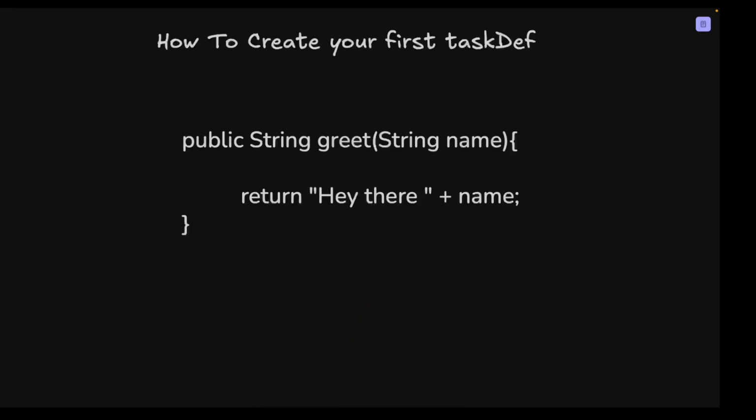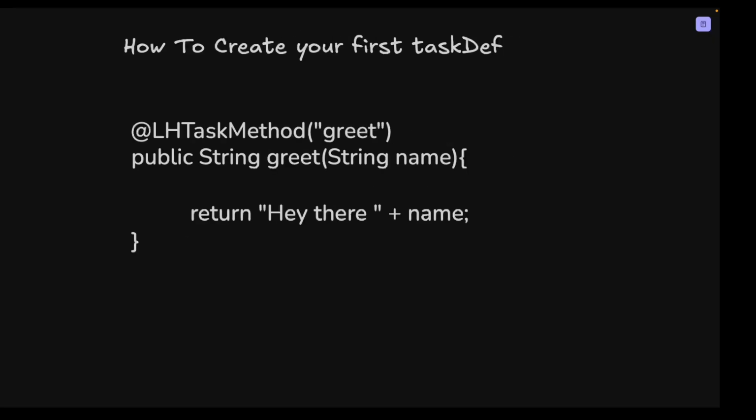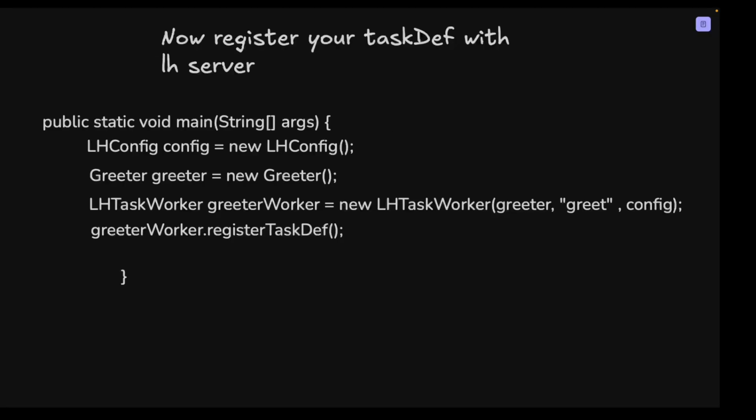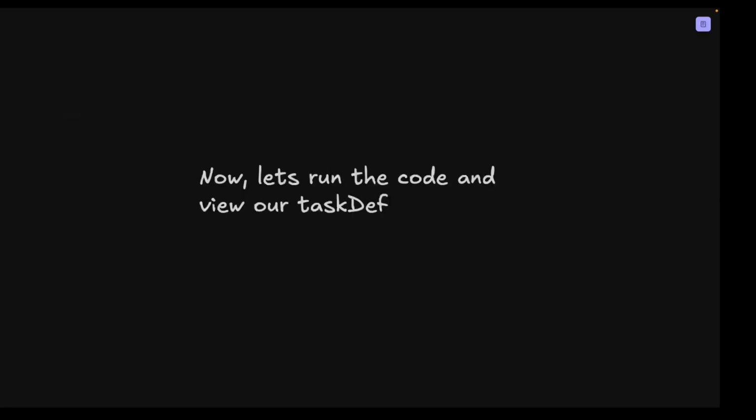So how do you create your first TaskDef in LittleHorse? Say we have this simple Java method here that takes in a string and returns a string as well. The first step in creating your TaskDef with LittleHorse is adding the LHTask method annotation on top of your method. After putting the LittleHorse task method annotation on top of your method, you can now register the task definition with the LittleHorse server. To get a better understanding of this, let's run through the code.